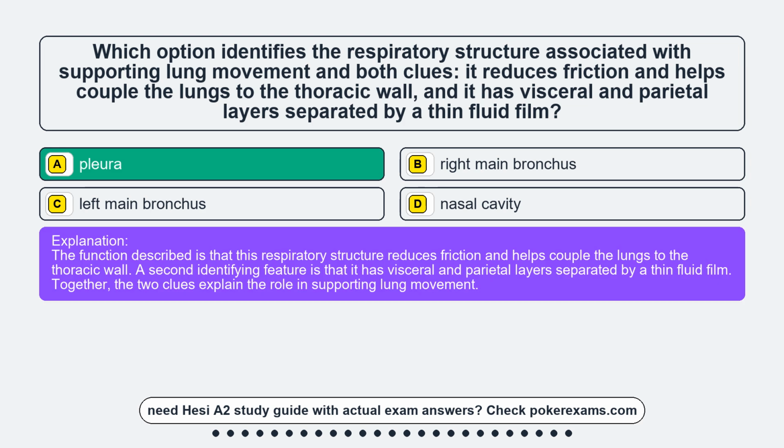The function described is that this respiratory structure reduces friction and helps couple the lungs to the thoracic wall. A second identifying feature is that it has visceral and parietal layers separated by a thin fluid film. Together, the two clues explain the role in supporting lung movement.